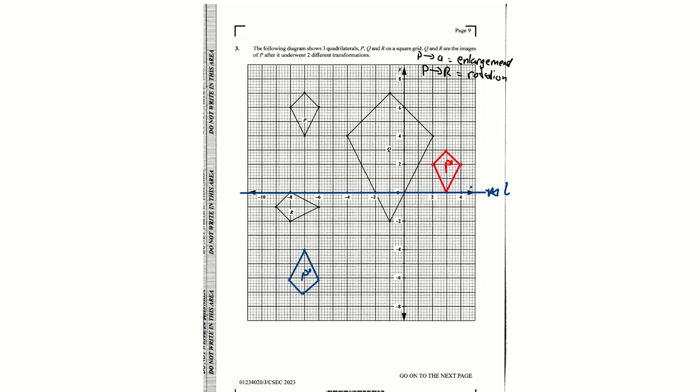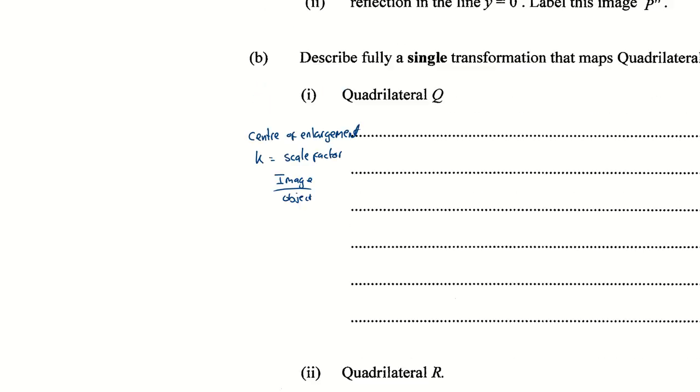Right? So if I look at this, I am looking at the height of Q. 1, 2, 3, 4, 5, 6, 7, 8, 9. And this is 3. It is 9 divided by 3. Oh, zoom in. This would be k is 9 divided by 3. So I see that the scale factor is 9 divided by 3, which is k equals 3. So it's 3 times as big as my object.